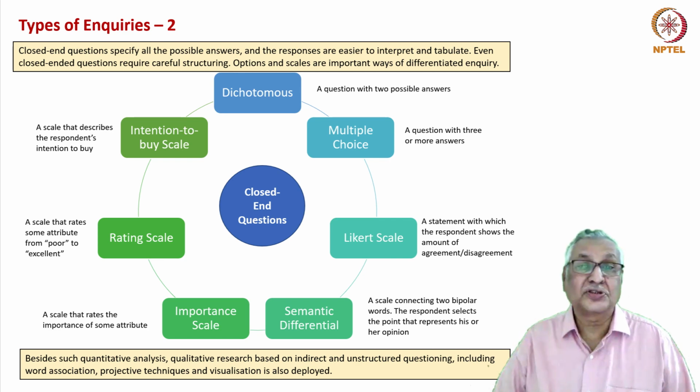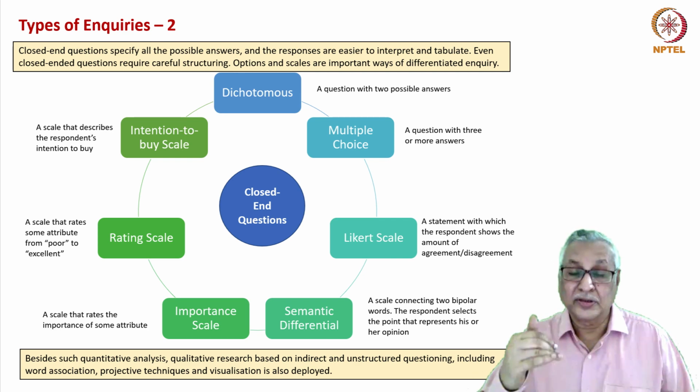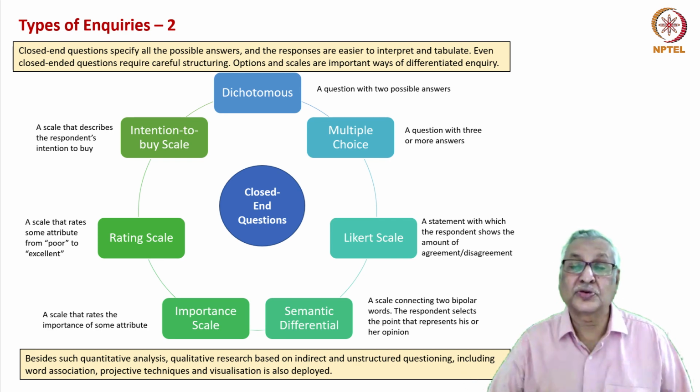Even closed-ended questions require careful structuring. There is science behind the closed-end questioning too. Options and scales are important ways of differentiated inquiry. You should have statistical tools to grade the questions, rank the questions, provide weightage to the answers, and so on.